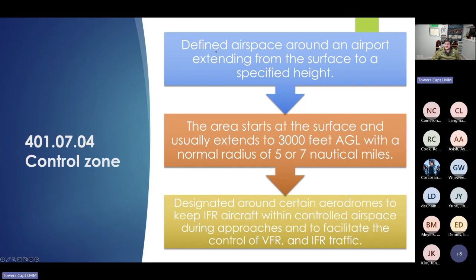Control zones are defined airspace around an airport extending from the surface to a specified height. The area starts at the surface and usually extends to 3,000 feet AGL with a normal radius of 5 or 7 nautical miles. It's also designated around certain aerodromes to keep IFR aircraft within controlled airspace during approaches and to facilitate the control of VFR and IFR traffic. So that's a control zone.